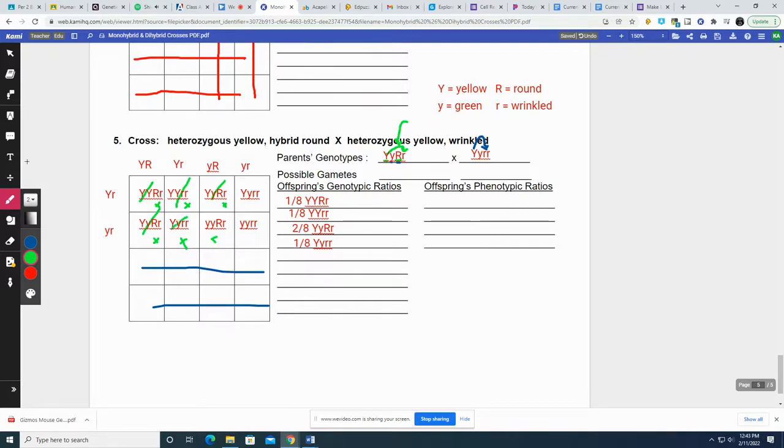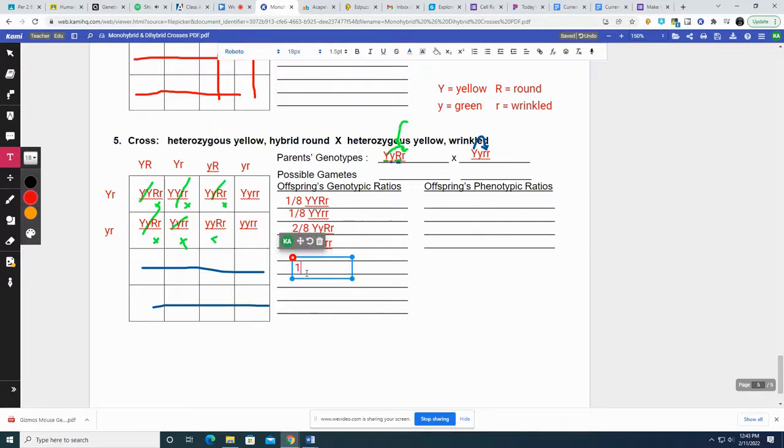And let me cross this out so I don't look at him. Little, big, little. There's only 1 of them. 1 out of 8 will have the genotype of little, big, little. And the last one, I don't need to cross them out because there's only 1 left. Little y, little r, little r. 1 out of 8 will have the genotype of little y, little r, little r. All right, what do these plants look like?